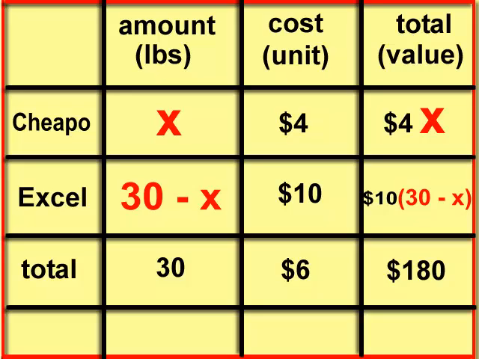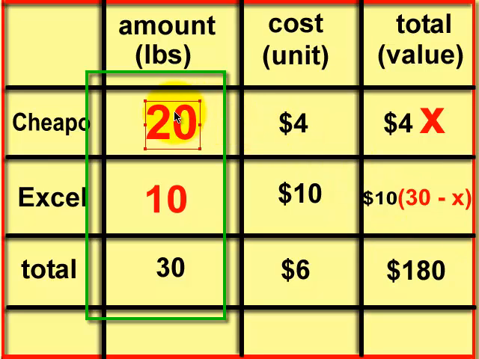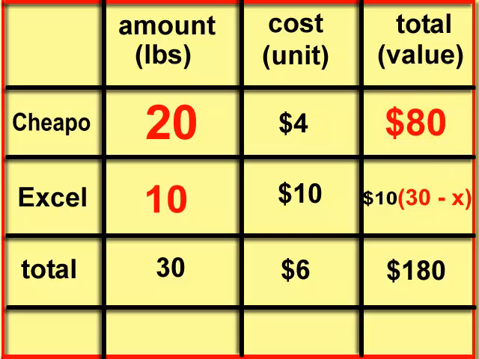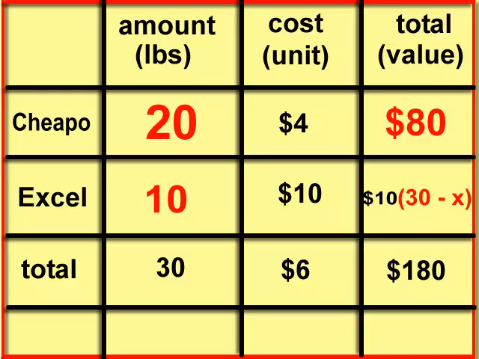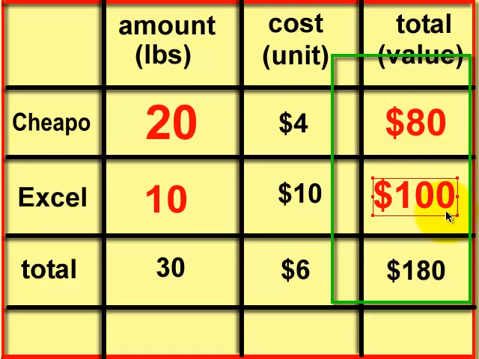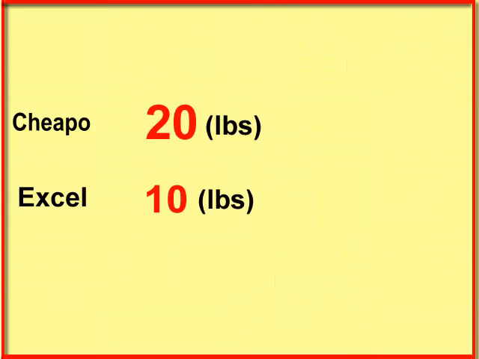Let's go back to our matrix here. And every time we see an x, we're going to substitute it for 20. So that means we got 20 pounds of El Cheapo. 30 minus 20 is 10. But let's double check on the pounds. 20 plus 10 is 30. Got that part right. Okay, so now let's figure out what the cost is. So 4 times 20 is 80. So 30 minus 20 is 10. 10 times 10 is 100. Does 80 plus 100 equal 180? It certainly does. So I think we got the answers here.